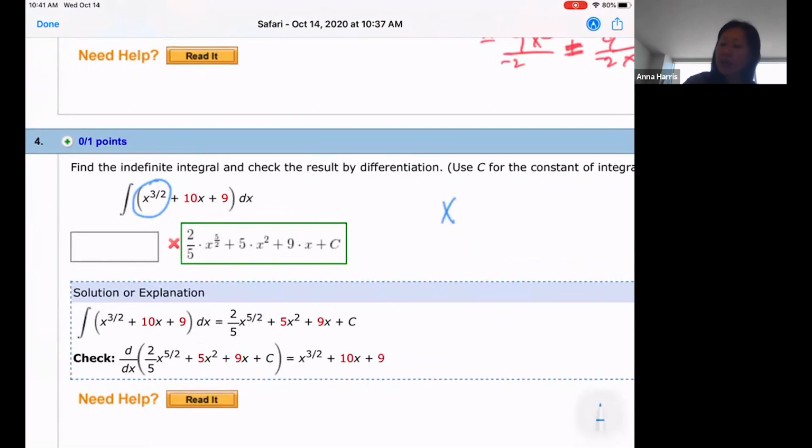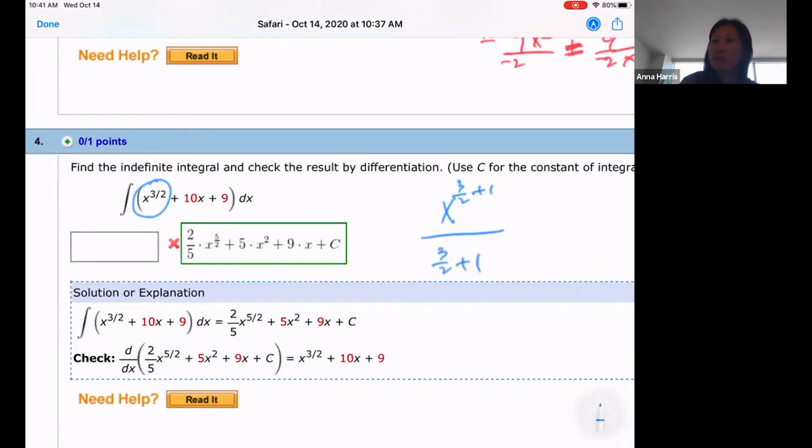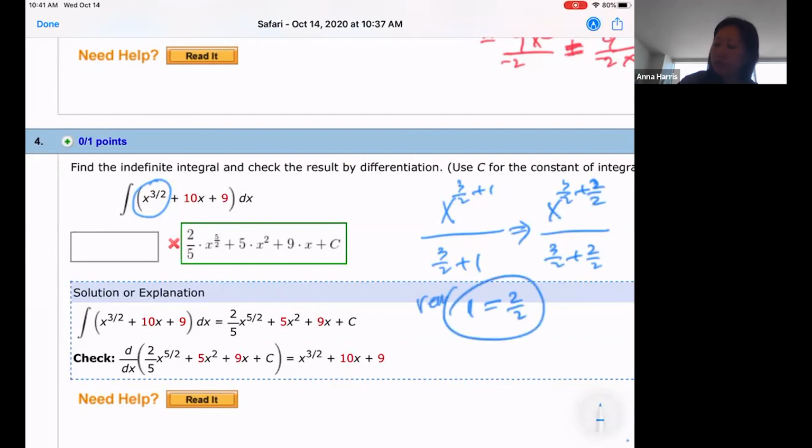You do exactly the same thing, right? 3/2 plus 1, everything divided by 3/2 plus 1. If you want to, you can put it in your calculator as is, or you can also do what? x to the 3/2 plus 2/2, because 1 is the same as 2/2. Then it'd be much easier. So that means you got x to the what? 5/2 and 5/2, and you got to flip it. So you have 2/5 x to the 5/2, and everything else is the same over here. Then you know what to do.